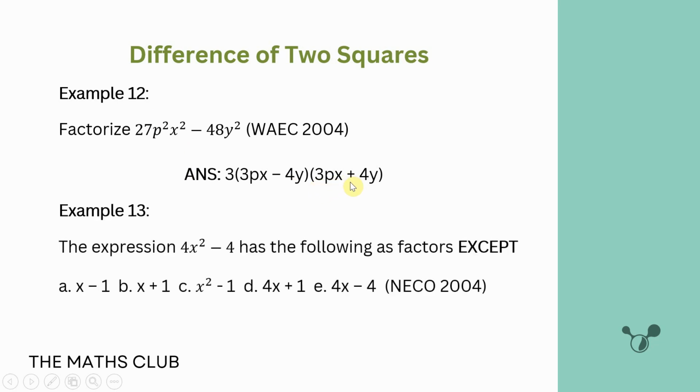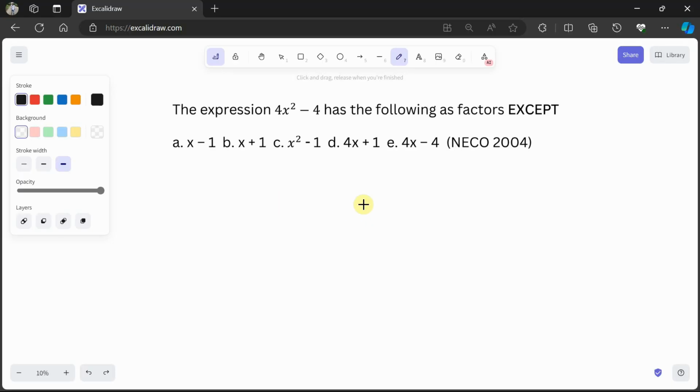Next example says that the expression 4x squared minus 4 has the following as factors, except. I want you to pause the video and try this out yourself. Welcome back. Let's solve it together. Remember we said that it involves factoring out what is common. There's 4 here, there's 4 here. So we can factor out that 4 and say this is like saying 4, and this would be x squared minus 1.